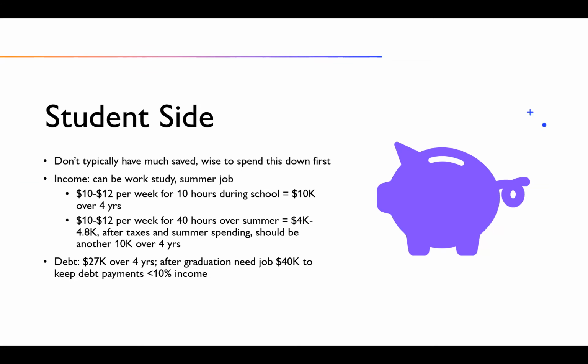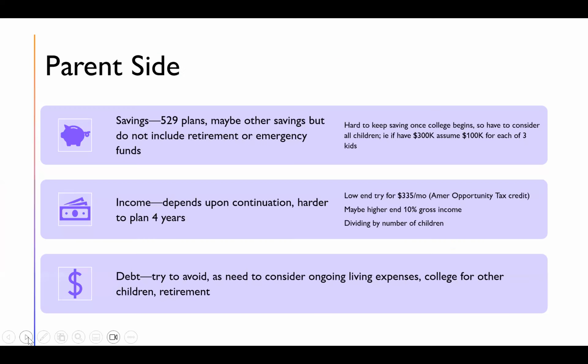Obviously, we want them to be able to spend a little bit of their summer money, but the idea is we're making some assumptions that they can earn some money during college, during the summer, and then if they would like to take the federal loans that are automatic for U.S. citizens pursuing a bachelor's degree, then they can take out a total of $27,000. But they need to understand that after they graduate, they're going to need a job that pays at least $40,000 a year to be able to not spend all of their money on paying off their loan.